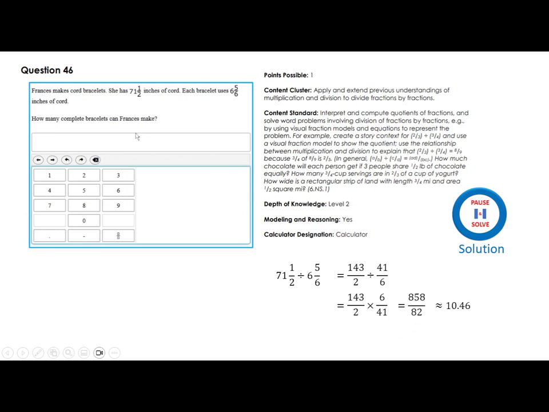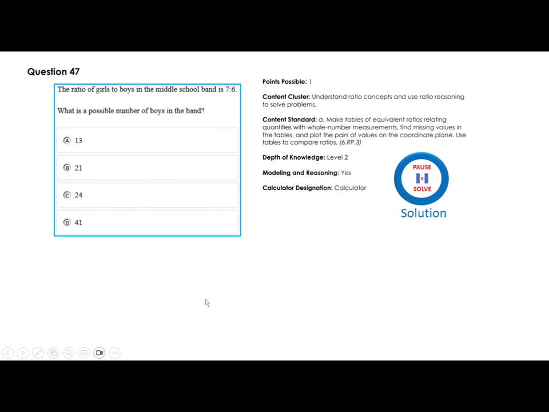But we are counting bracelets. That's a whole number, so the answer would be 10. That's good. The answer would be 10.